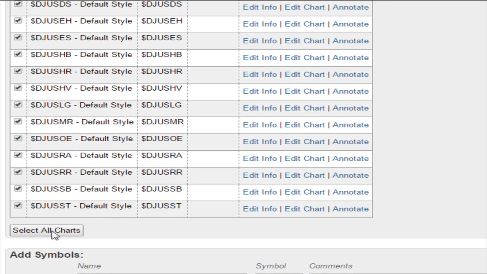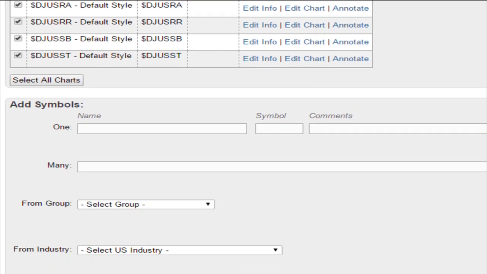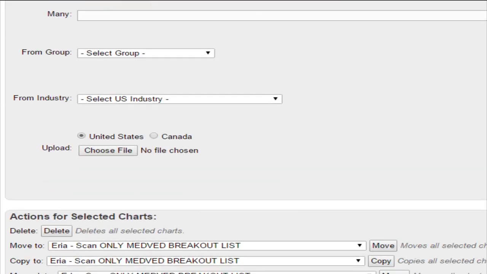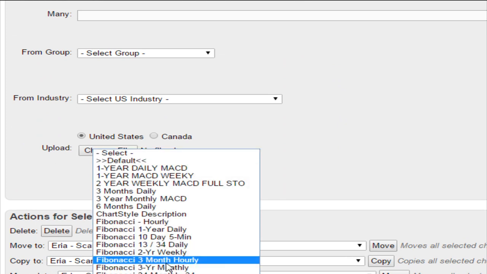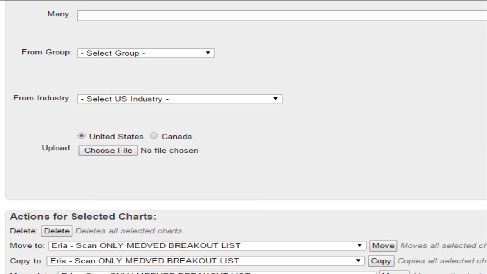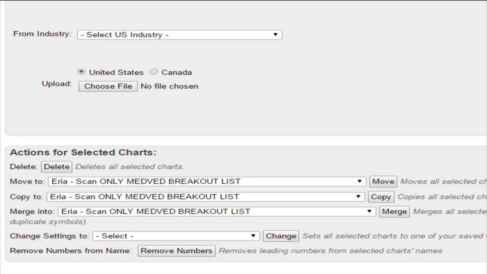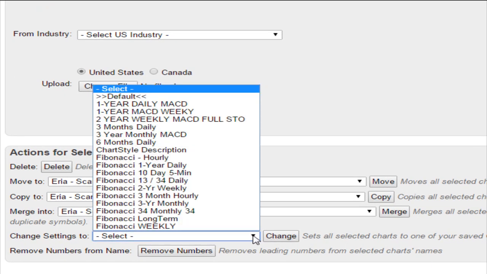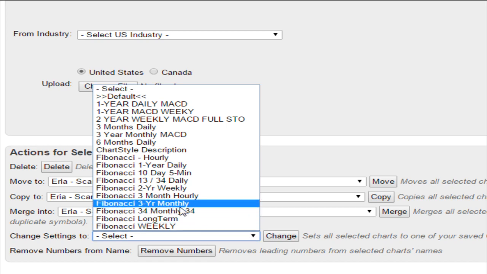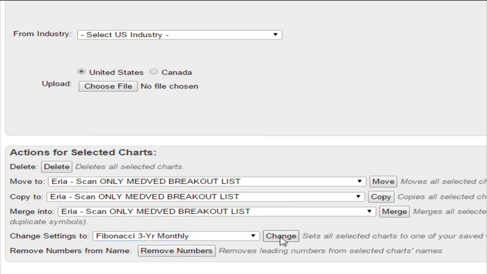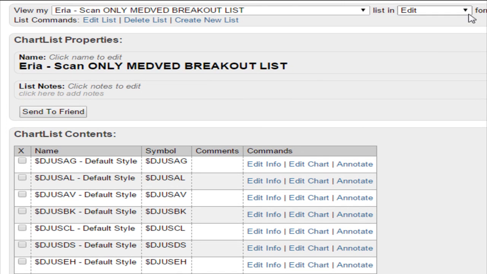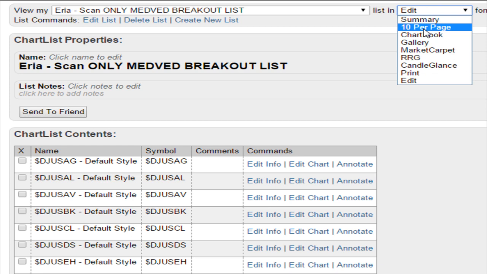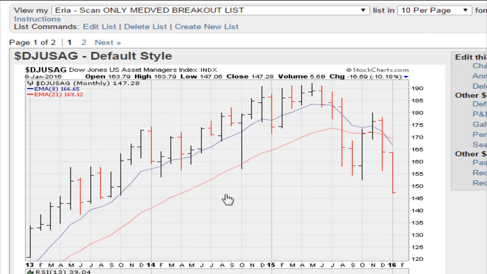So I'm going to click here, select all. I'm going to come down here and on my options, I'm going to take a look at the 3-year monthly view. So let me do that correctly. I'm going to highlight here, change, and then go to 3-year monthly, change. So it's going to change all of these. I'm going to come back here, click on edit, and then go to 10 per page. And so this is what we have.